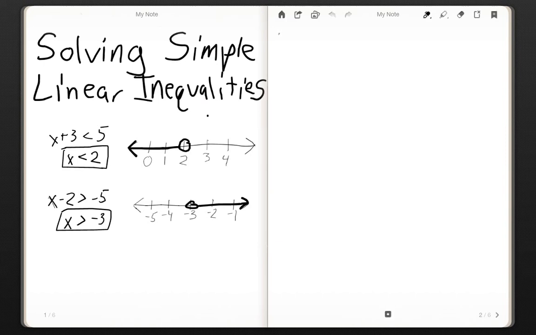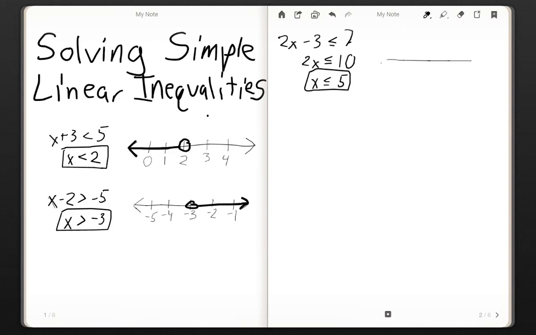Now let's have a little bit more of a complex inequality. Well, actually, this isn't really a complex inequality. We'll do those in the next video. Okay, 2x minus 3 is less than or equal to 7. This sign here means less than or equal to. But we still solve this in the same way. Move the 3 over, divide by 2. So x is less than or equal to 5.